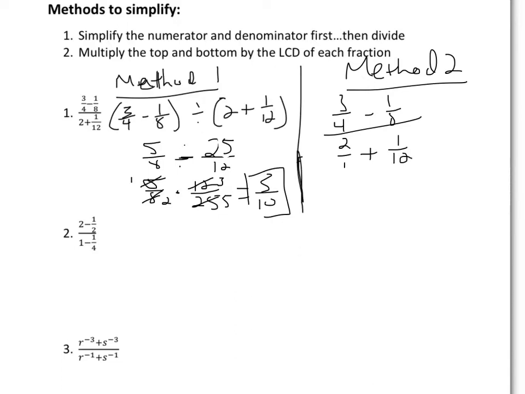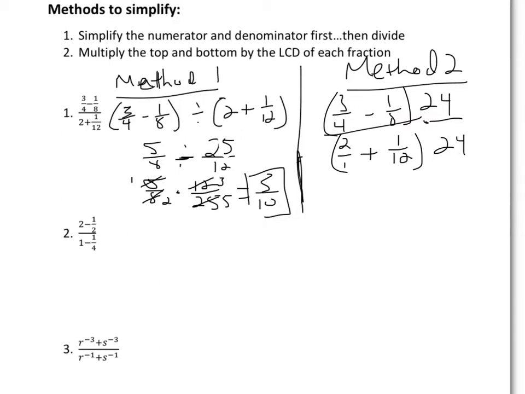What you're going to do is find the least common denominator between 1, 4, 8, and 12. You should come up with 24. So we multiply both the top and the bottom by 24. Because if you multiply everything by 24, top and bottom, then you're really just multiplying by 1, which means you're not messing with the fraction itself, which is great.